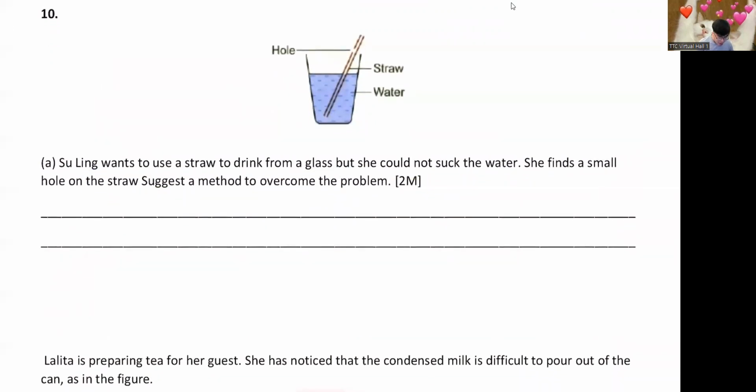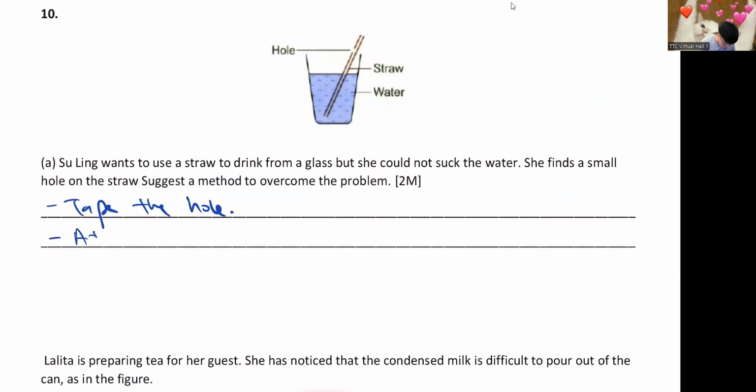So why can this thing not work? Because when you suck here, atmospheric pressure will enter from here, but not push the water in. That's why the hole doesn't work, right? So what do you do? You can tape the hole, or you can say cover the hole with tape. Please don't say change a straw. That doesn't work. I want you to solve the problem, not to change the whole thing.